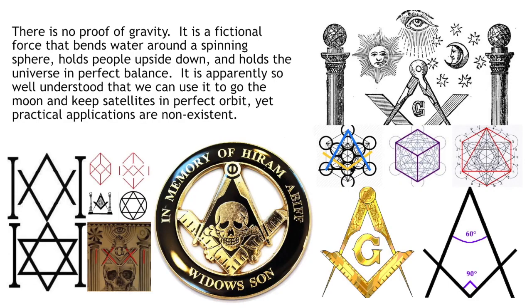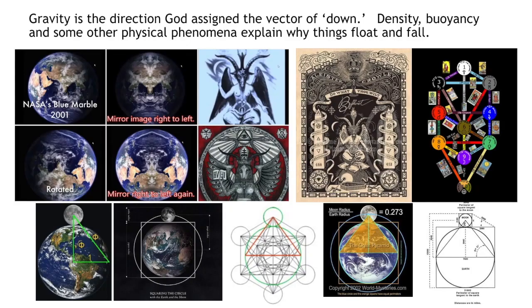There is no proof of gravity. It is a fictional force that bends water around a spinning sphere, holds people upside down, and holds the universe in perfect balance. It's apparently so well understood that we can use it to go to the moon and keep satellites in perfect orbit, yet practical applications are non-existent. Gravity is just the direction God assigned the vector of down. Density, buoyancy, and some other physical phenomenon explain why things float and fall.